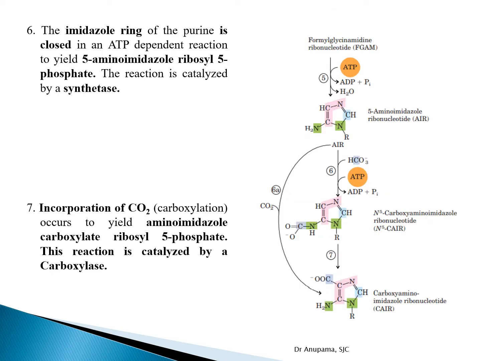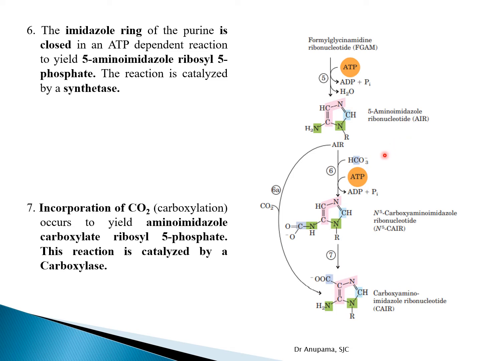The sixth step involves formation of the imidazole ring by closure. So the imidazole ring of the purine is closed in the presence of ATP. This is an ATP driven reaction, and the formyl glycinamidine ribonucleotide, FGAM, gets converted to 5-amino-imidazole ribonucleotide, AIR, which is also called 5-amino-imidazole ribosyl 5-phosphate.